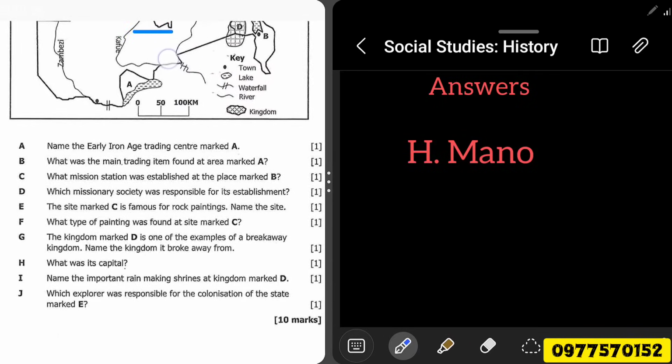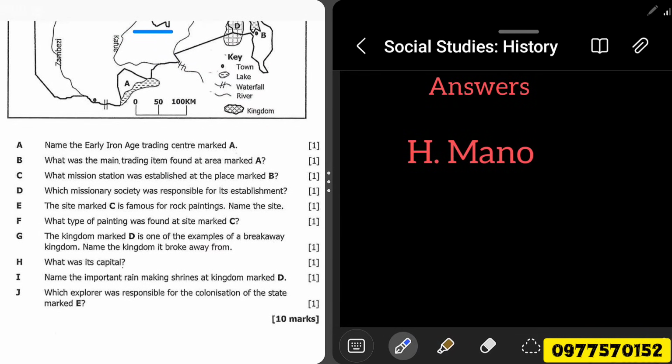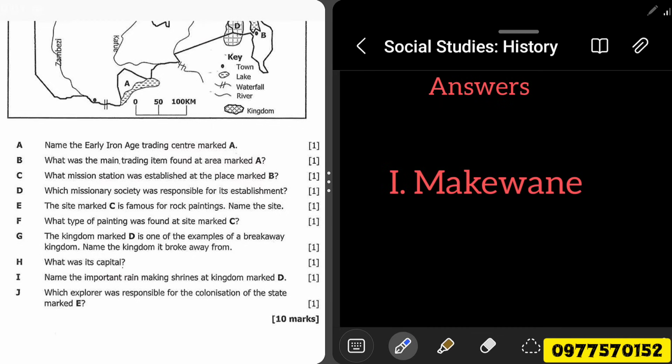We go to I. Name the important rain-making shrine at the kingdom marked D. If you know the kingdom, then all the questions that proceed will be very easy to answer. So this was Makewane.